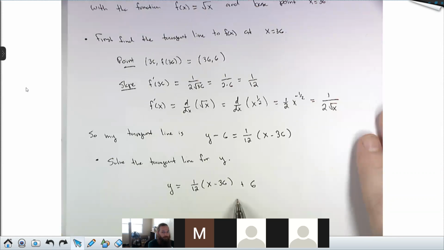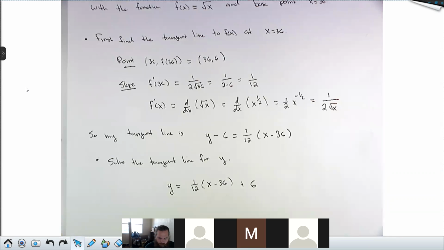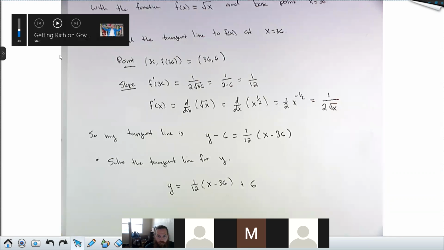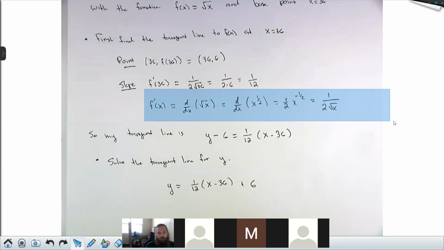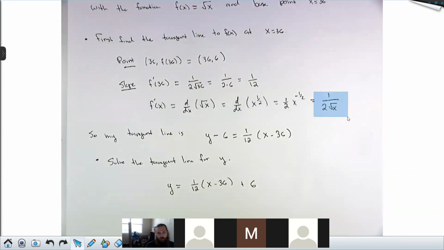Why is there a 2 next to the square root of 36? Sorry? I said, why is there a 2 next to the square root of 36 in the slope? Well, because the derivative is 1 over 2 times the square root of x. Right? So we calculated f prime of x, and then we plugged in 36. So if f prime of x is 1 over 2 times the square root of x, then f prime of 36 is 1 over 2 times the square root of 36. Oh, I see. Thank you. Yeah. I did this first, and then I came back here and plugged it in.